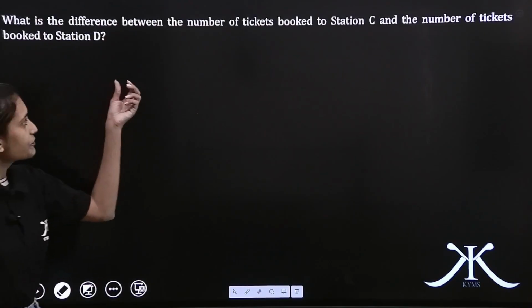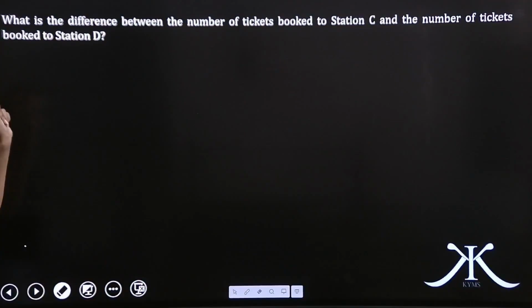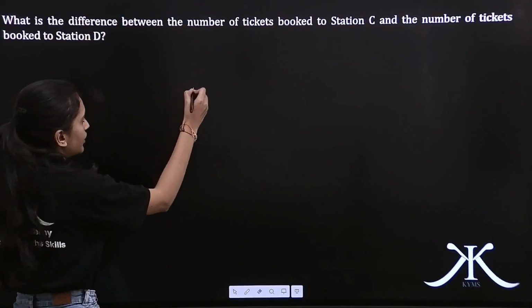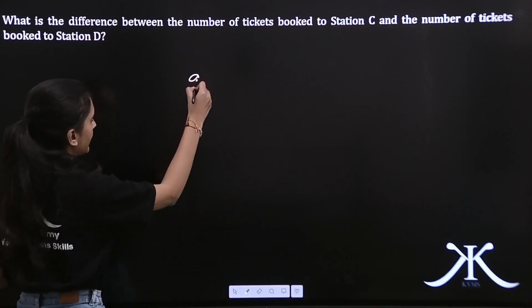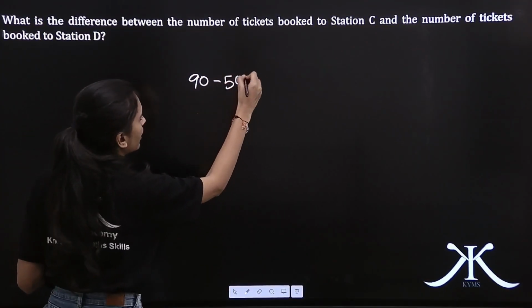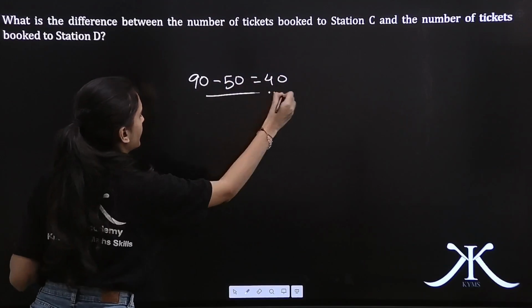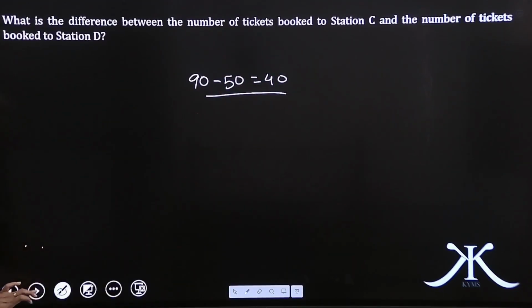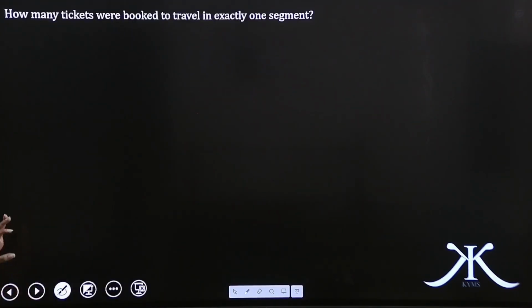What is the difference between the number of tickets booked to station C and the number of tickets booked to station D? So to station C it was 90 and to station D it was 50. So that would be 40. How many tickets were booked to travel in exactly one segment? So in exactly one segment, CE, that is 60.